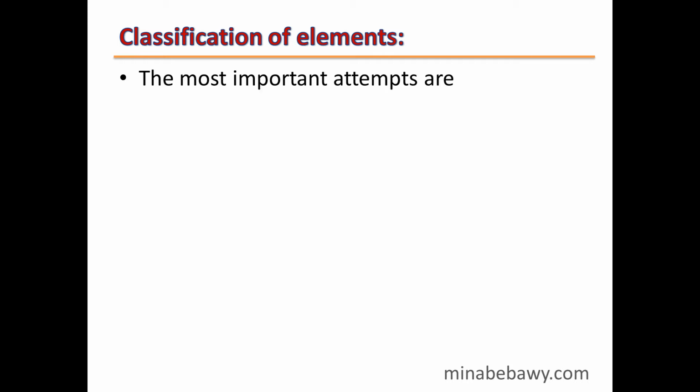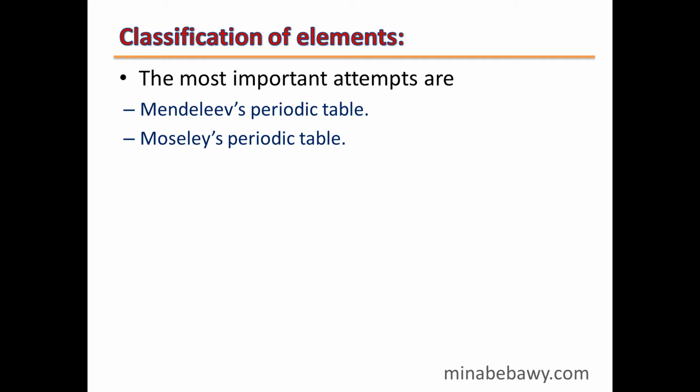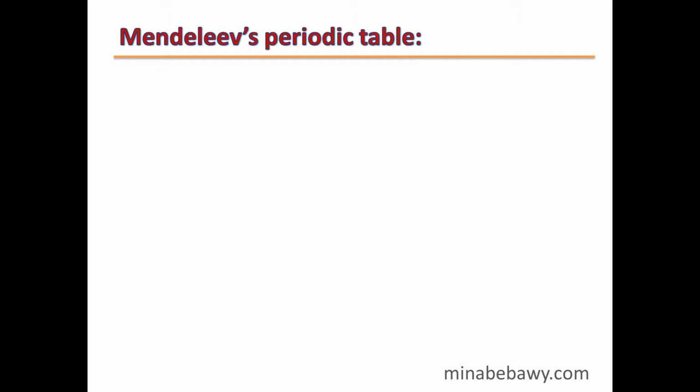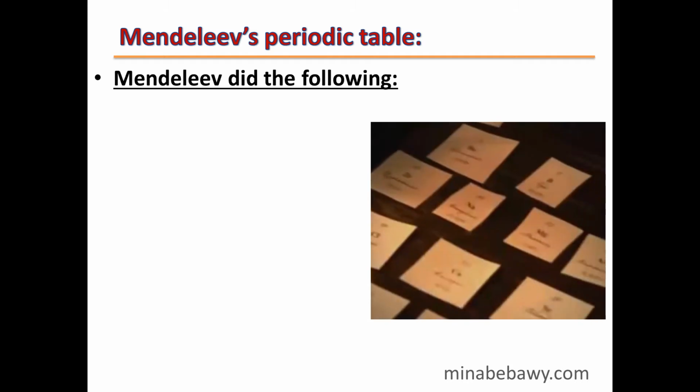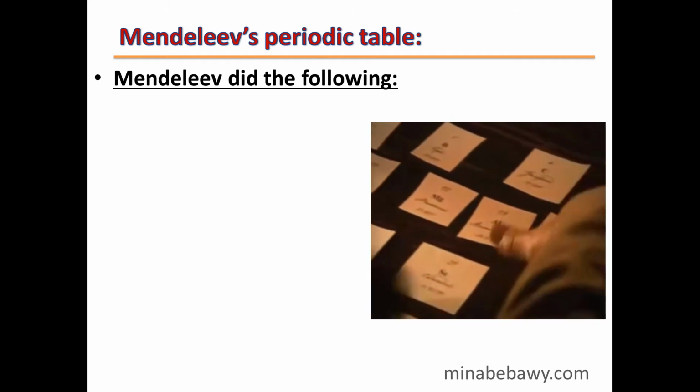The most important attempts that we will study in this lesson are Mendeleev's periodic table, Moseley's periodic table, and finally modern periodic table. We will start with Mendeleev's periodic table. Mendeleev did the following.